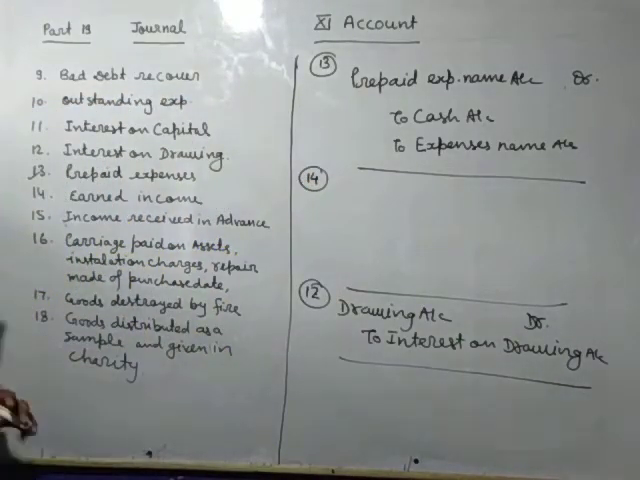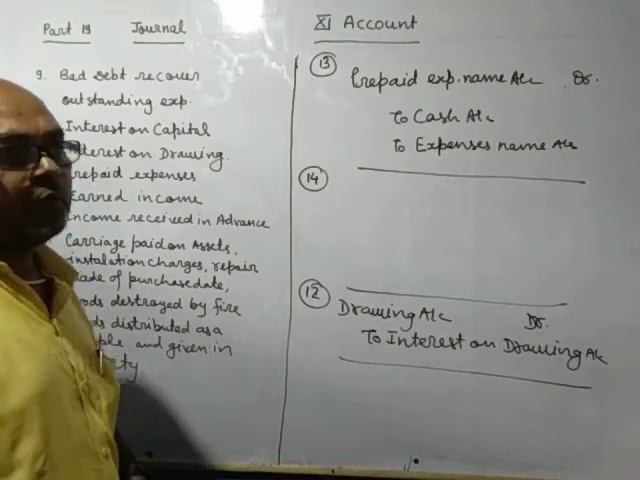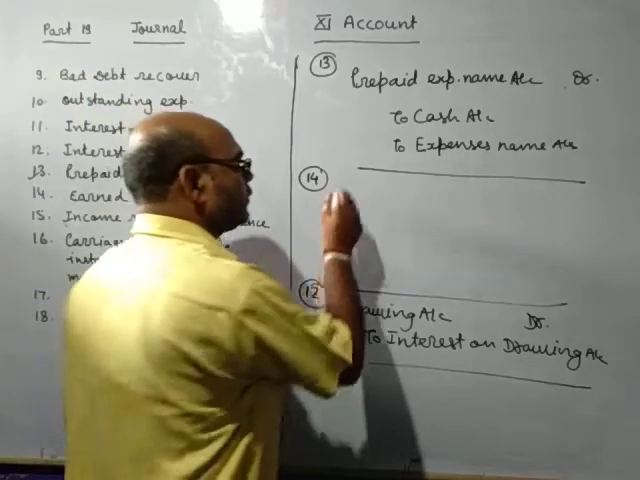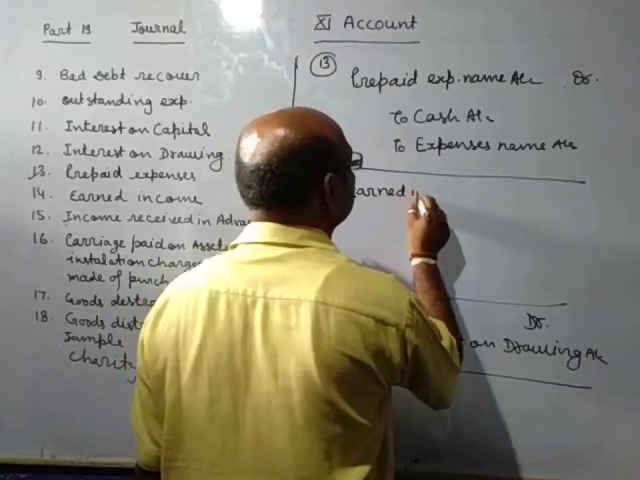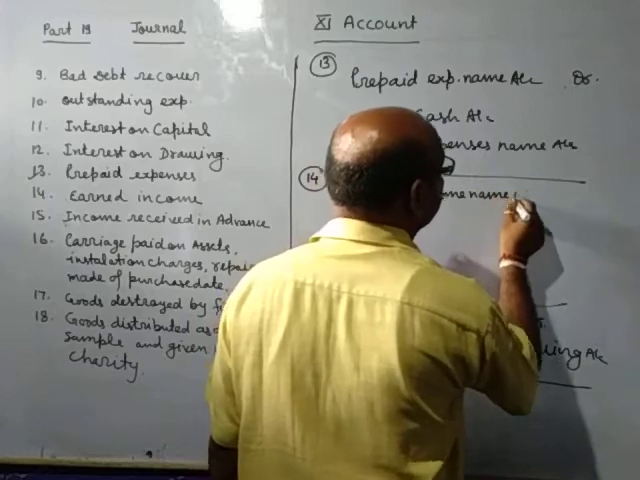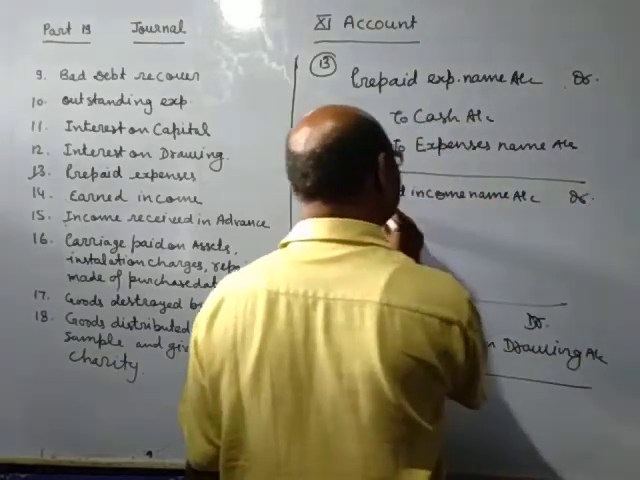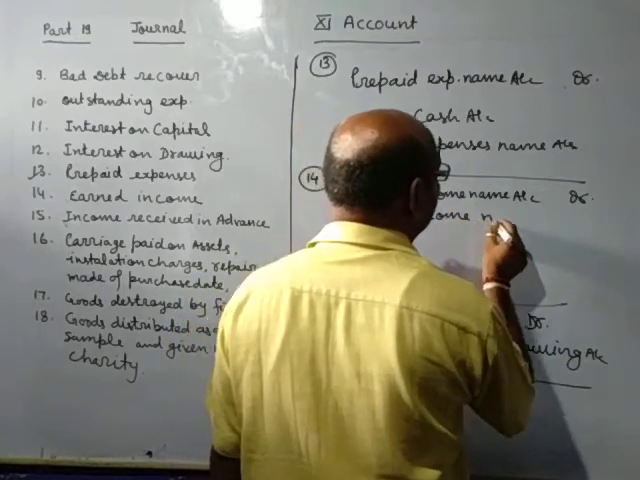Next is the earned income. Earned income means the income which is related to your accounting period but you have not received. That is called earned income. So income is always credit. So you will pass the entry earned income account debit to income name account.